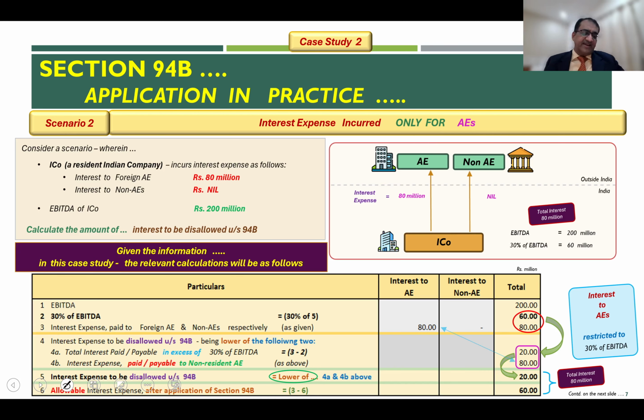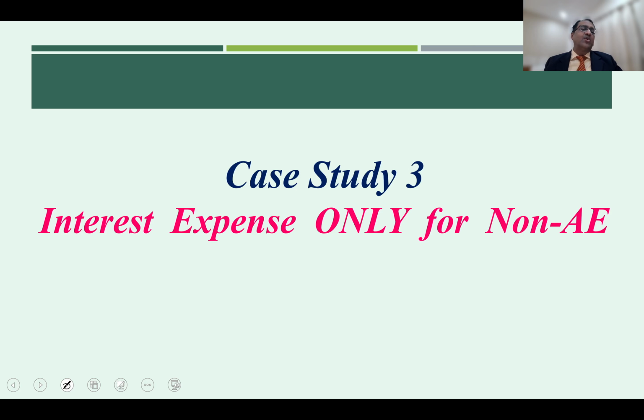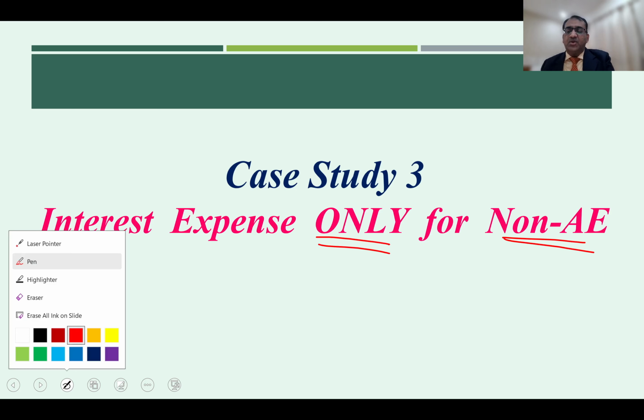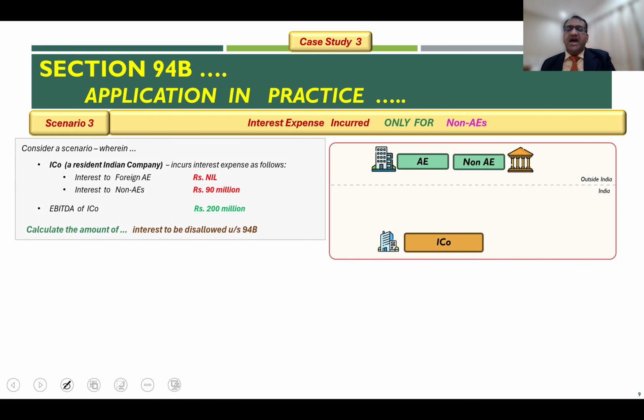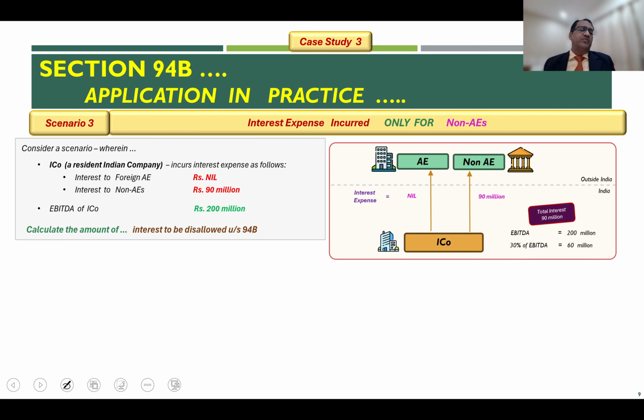Let us see the third case study. Here, the interest expense is only to third party. External third party is not related to the entity. So, interest is only to non-AEs. Nothing is being paid to the related party or the AEs. Similar example, you have an EBITDA of 200 million, but you are paying a total interest of 90 million, and this entire 90 is to third party entities which are not within the group. They are not your associated enterprises. Same way, we will just bring in EBITDA of 200 and 30% of that is 60.